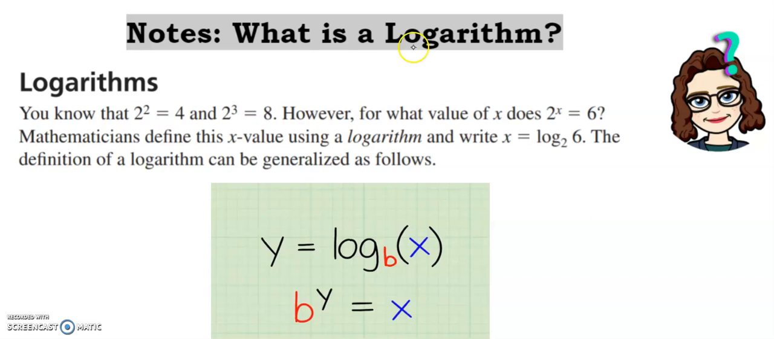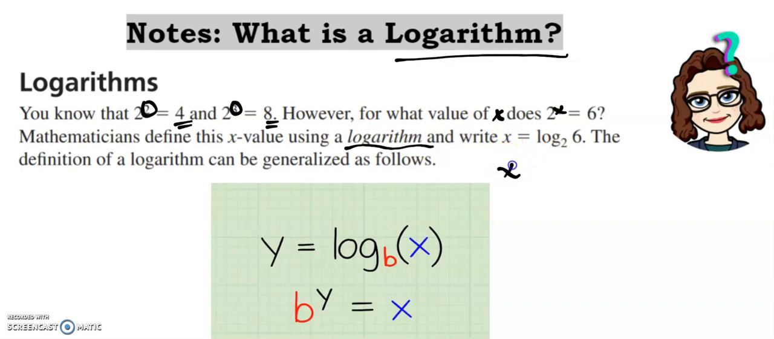All right, so what is a logarithm? That's a new word for us in our Algebra 2 curriculum. It says you know that 2 to the second is equal to 4 and 2 to the third is equal to 8. However, for what value of x would 2 to the x power be equal to 6? Well, hopefully you would say it's somewhere between 2 and 3 because 6 is somewhere in between 4 and 8. Well, the way that we figure this out as a mathematician is something called a logarithm.